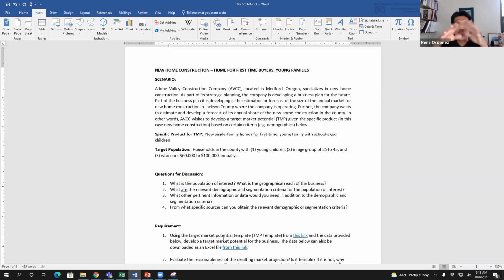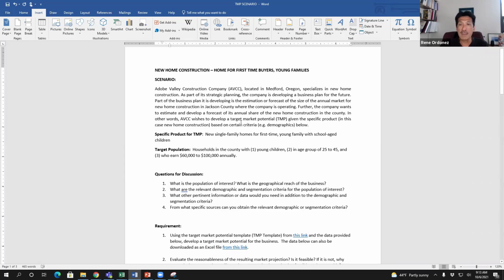So here we're trying to estimate the demand or the size of the market, which we say is the size of the pie. Further, the company wants to estimate and develop a forecast of its annual share. So what part of that pie is your share? And we call this your target or your forecast.